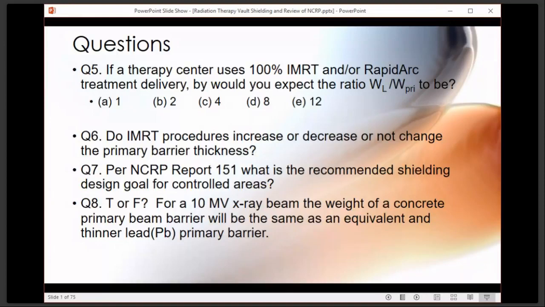Okay, well, the correct answer is C, 4, because when you have 100% IMRT, it's just basically the CI factor that is involved in multiplying the primary barrier workload. So that ratio would be 4.